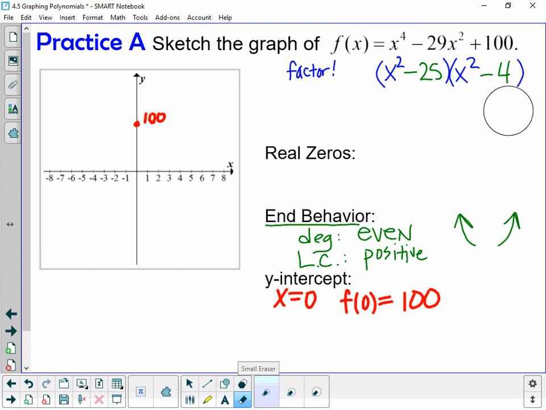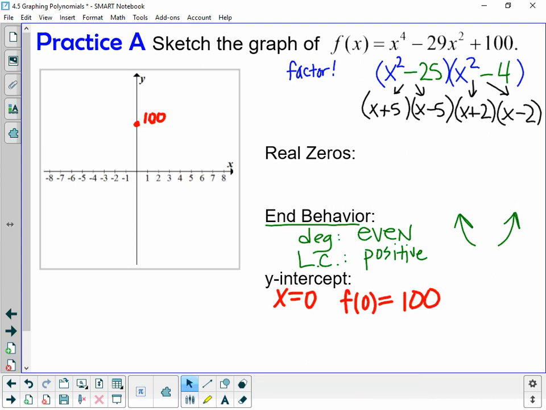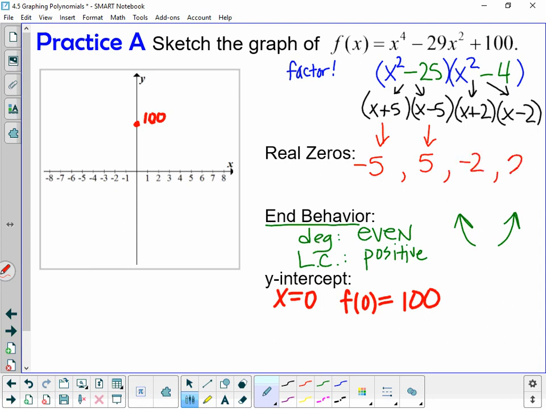So we've got those two factors, but they are each power 2, so we should try to see if we can factor them a little bit more. Hopefully these ones are not too difficult for you. X squared minus 25 factors as x plus 5 and x minus 5. X squared minus 4 factors as x plus 2 and x minus 2. So now we can tell what the real zeros of our function are. They happen at negative 5, positive 5, negative 2, and positive 2. So let's mark those over here.